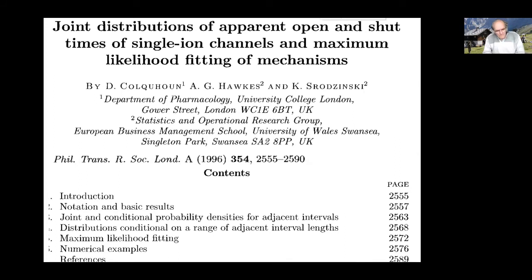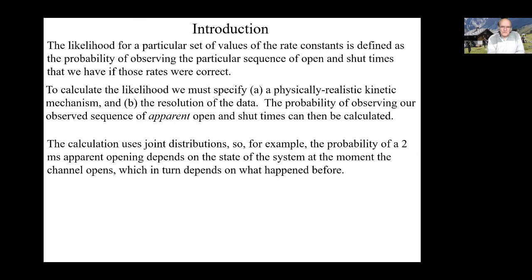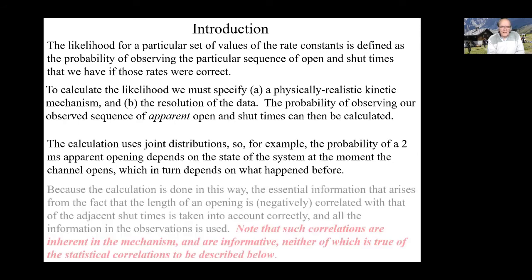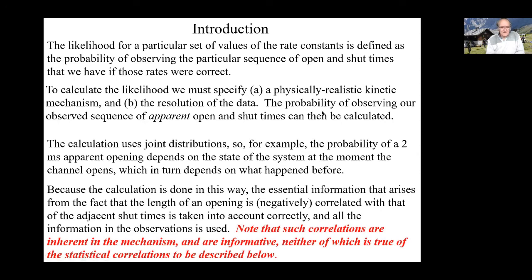The maximum likelihood fit is based largely on this paper, the one we had in Phil Trans A, Physical Sciences, 1996, because this gives all the things you need to do the fitting with the exact missed event correction. The calculation uses joint distributions of open and shut times. Notice that the HJCfit doesn't use burst lengths at all. It just uses the list of open and shut times.